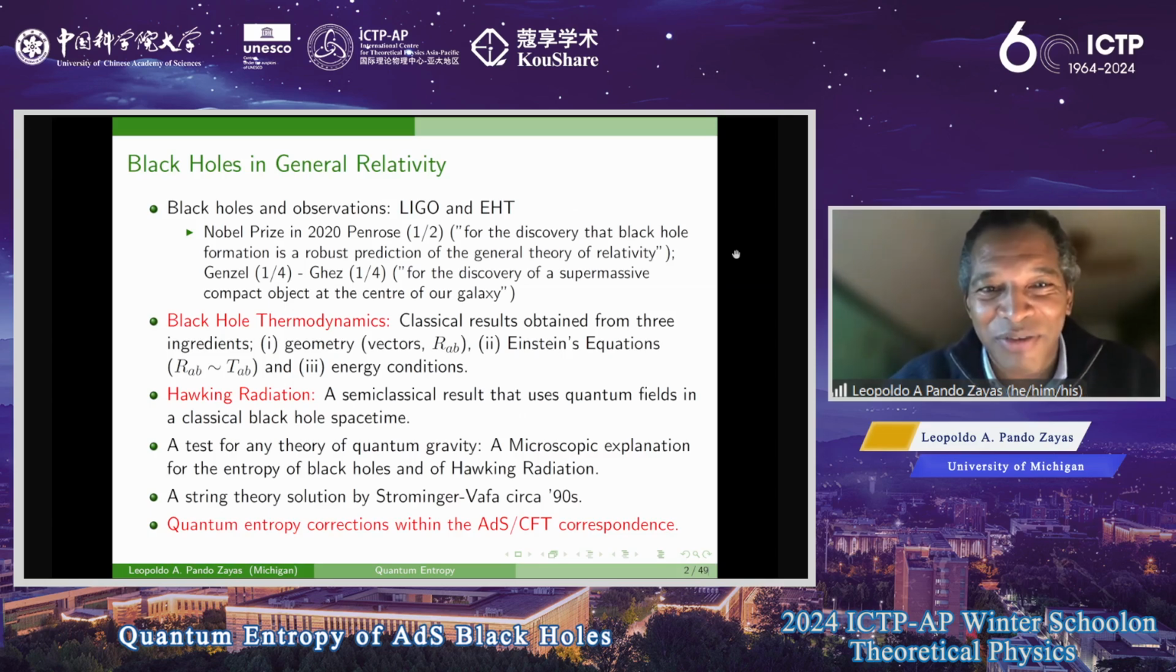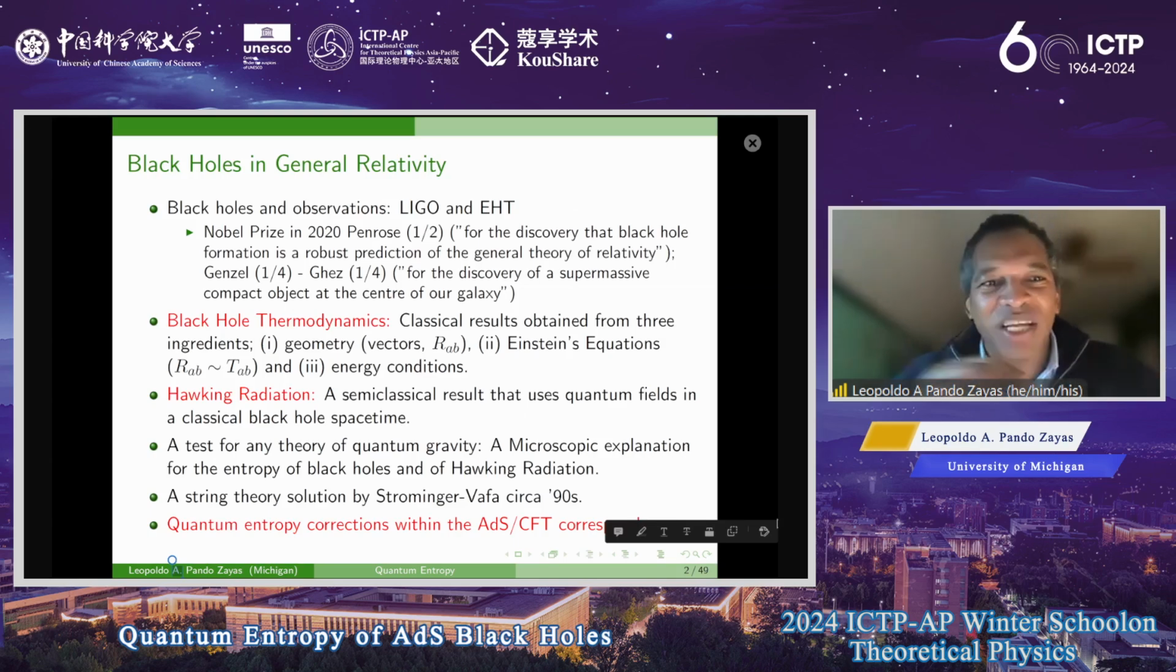Of course, the other part of the prize was given for the compact object at the center of our galaxy, which we believe, of course, is a black hole. So a lot of what I'm going to do today is these two parts. I'm going to talk about black hole thermodynamics, which will be the typical graduate level lecture towards the end, and then I'll mention Hawking radiation.